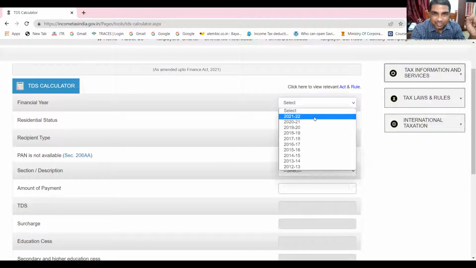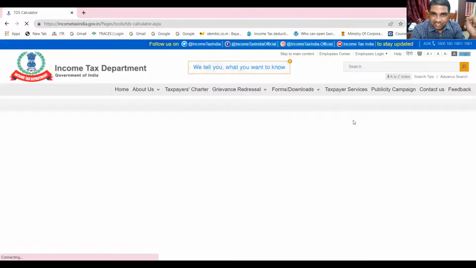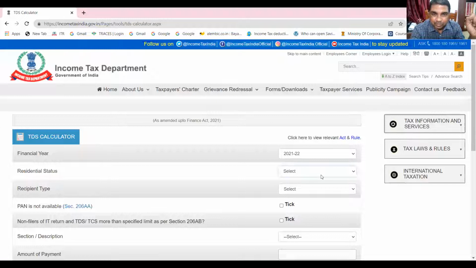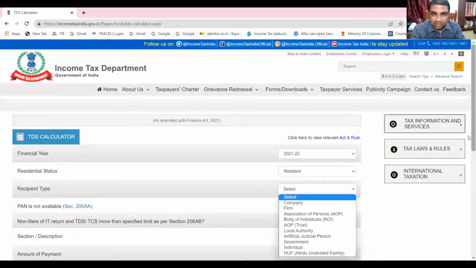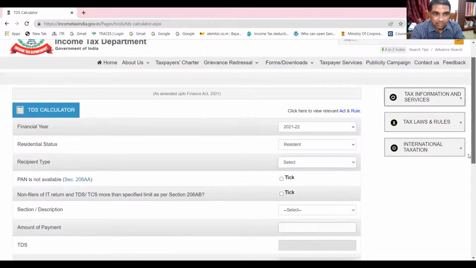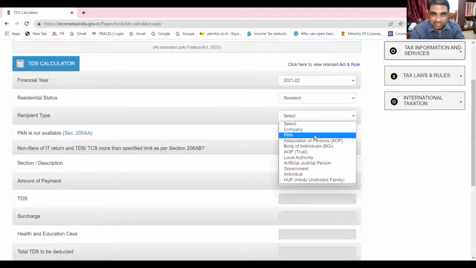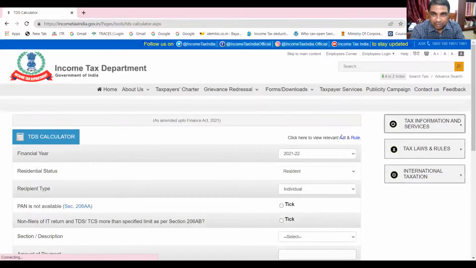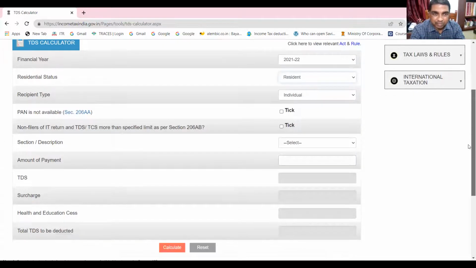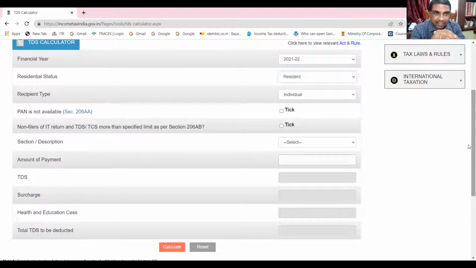Let's say I'm selecting 2022, and for residential status, let me take it as resident. Here you see the type of payment. Sorry, recipient type. You can select, let us say, company, individual, anything. PAN is available or not. If PAN is not available, then tax has to be deducted at a higher rate. So we'll assume that PAN is available, so we'll not tick it here.